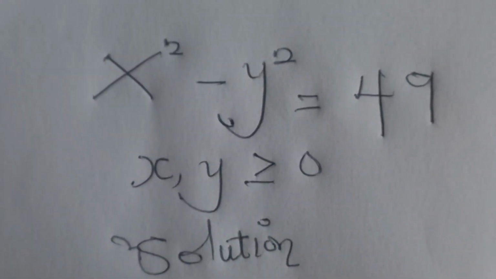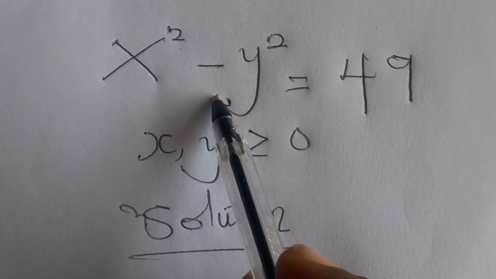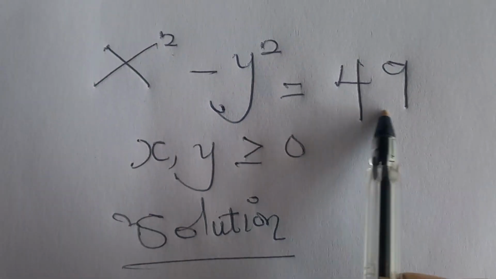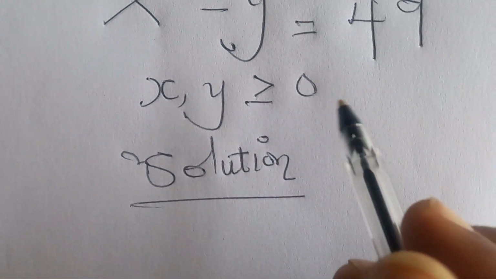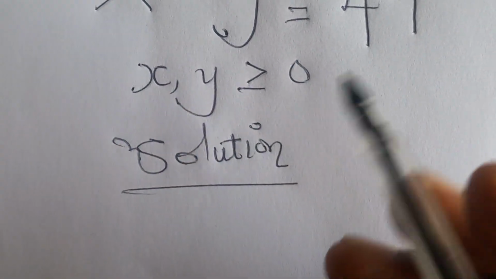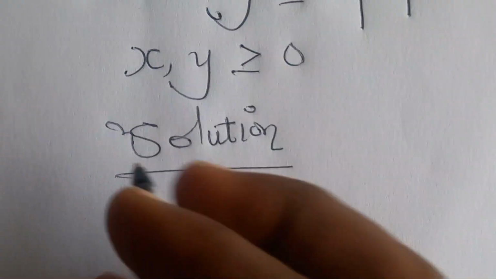So today we are looking at this equation. We have x squared minus y squared is equal to 49. We are to solve for the value of x and y, and x and y are all greater than 0. So let's start solving this.